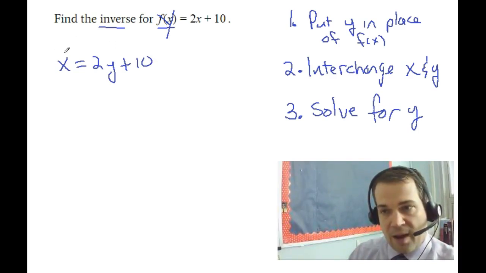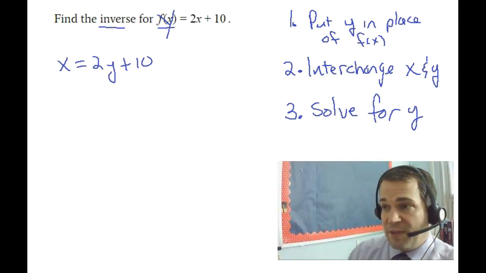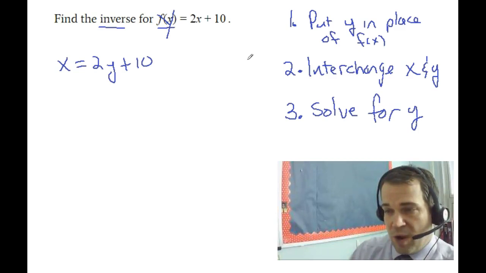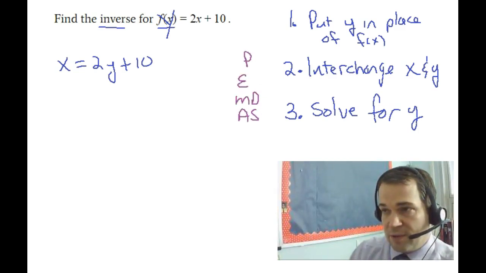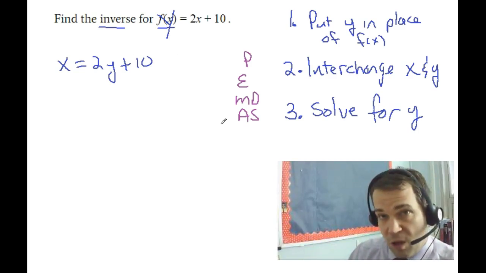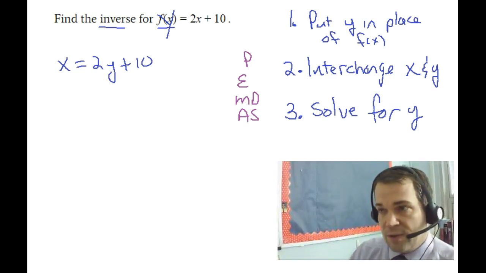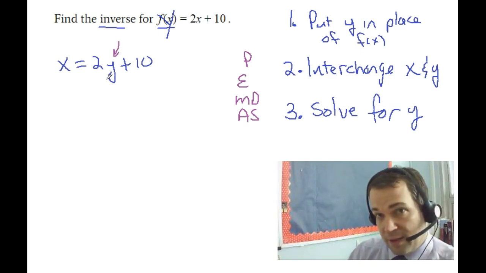Where we see x, we put y. Where we see y, we put x. And I'm going to solve this thing for y. And if this is the kind of thing that intimidates you or throws you off, I do want you to keep PEMDAS in mind, our old friend, order of operations. And we're going to solve, so we're doing this all in reverse. This is what I'm trying to get to be all by itself.